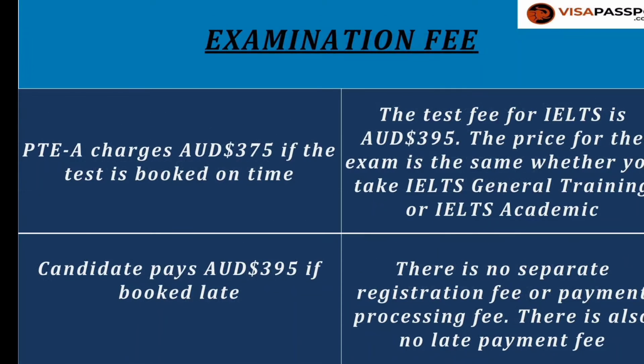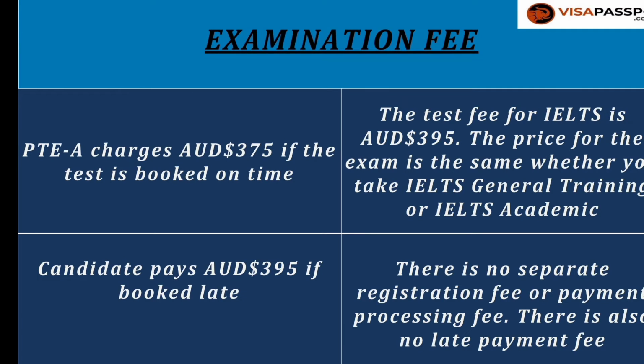What about the examination fee? Well, PTE Academic charges $375 Australian dollars if the test is booked on time, whereas IELTS would charge $395 Australian dollars and the price for the exam is same whether you take IELTS General Training or IELTS Academic. Candidate has to pay $395 Australian dollars if booked late in the PTE test, whereas in the IELTS test there is no separate registration fee or payment processing fee. There is also no late payment fee.